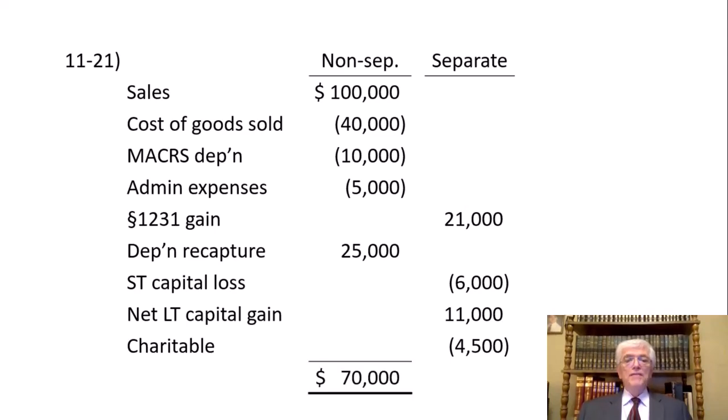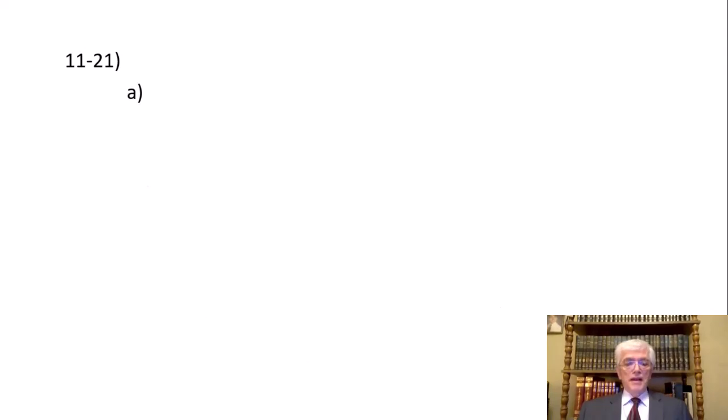Now we can take a total of the non-separately stated items, because we've got the total here, and it works out to be $70,000. $125,000 of income and $55,000 of deductible expenses. So $70,000 non-separately stated income. So letter A, calculate Sammy's share of Zebra's non-separately stated income. $70,000, he has a 40% ownership, so that's $28,000.